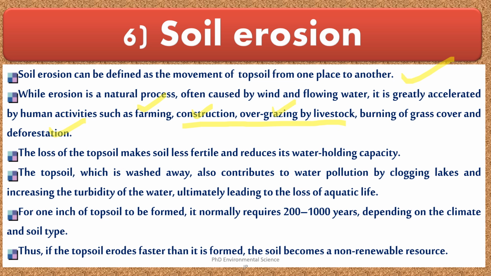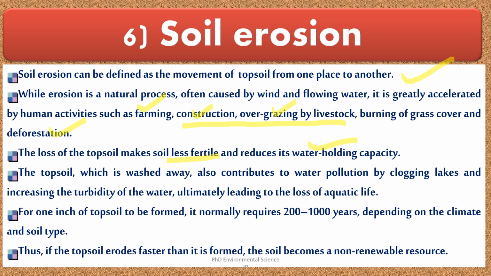First is loss of fertility. The topsoil, which is rich in organic matter and nutrients, is the most fertile layer. Erosion removes this nutrient-rich layer, reducing soil fertility and agricultural productivity. Then reduced water holding capacity. Soil erosion reduces the soil's ability to retain water. This increases surface runoff and reduces infiltration, contributing to water scarcity and drought conditions.